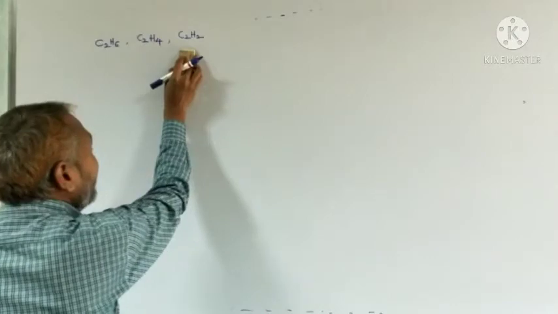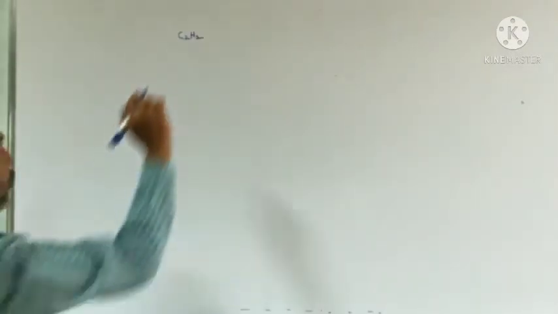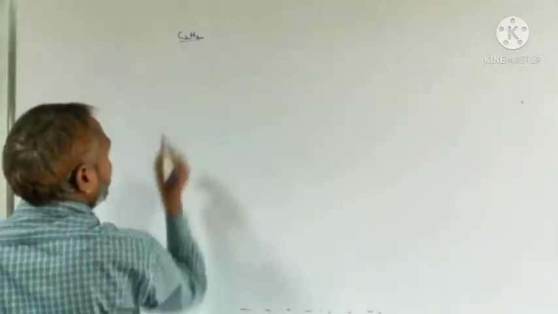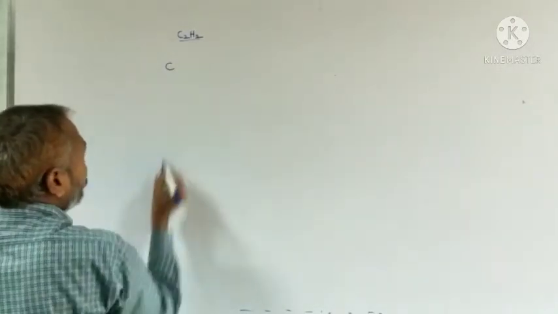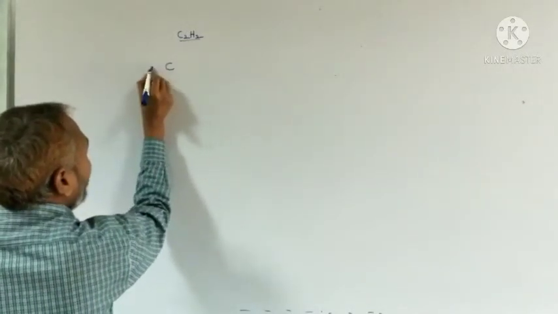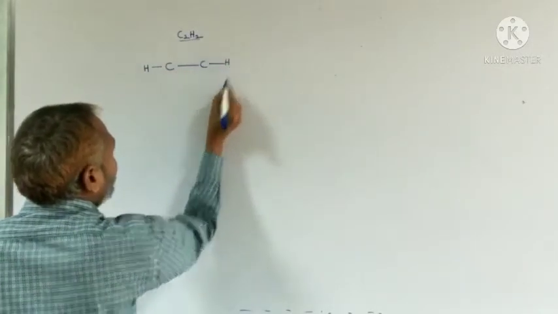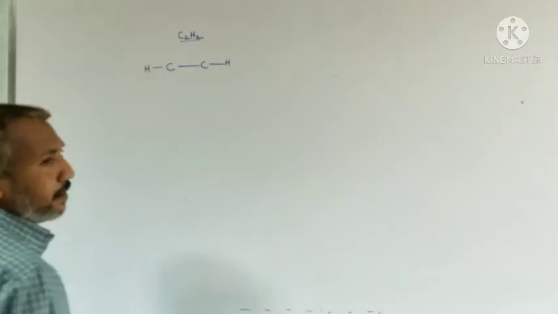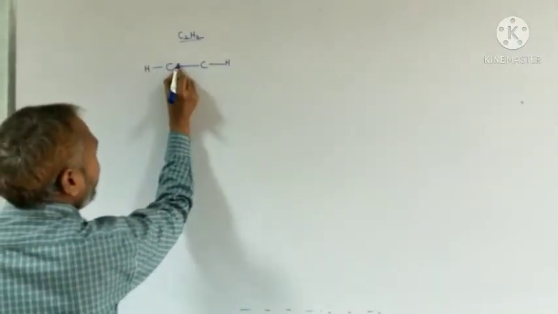First of all we discuss acetylene. What is the molecular formula of acetylene? C2H2. First we write the Lewis structure. How many carbons are there? Two carbons. And two hydrogens. But carbon exhibits tetravalency, so after one bond to hydrogen, the remaining bonds are two more.